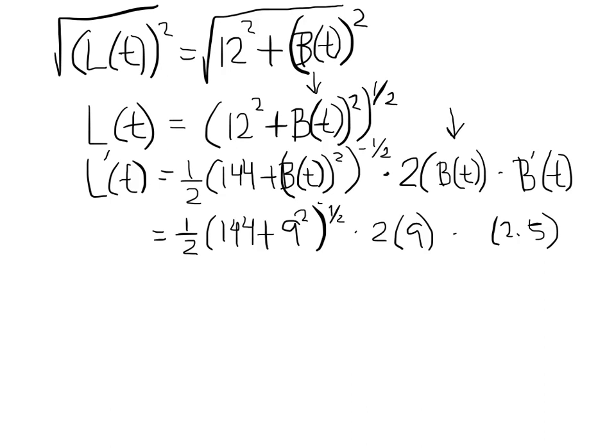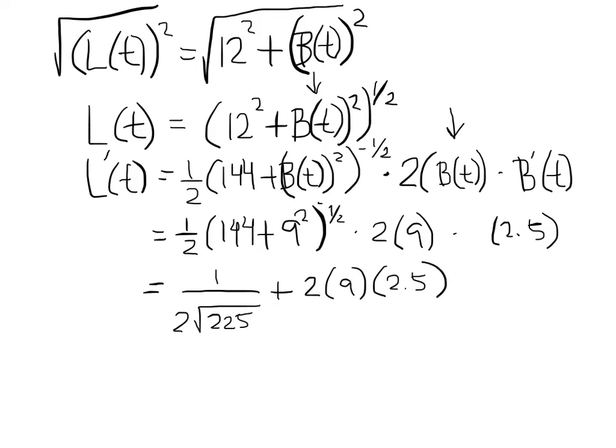Okay, now let's start simplifying my work here. So it's going to be 1 over 2 radical. Well, 144 plus 81 is 225. Plus, and then I have 2 times 9 times 2.5, okay? Not 5 times 2.5. I've been doing math too long. And so the square root of 225 is 15, times 2 is 30. So I have 2 times 9 times 2.5 over 15 times 2, which is 30. And then I could reduce and simplify this, and I end up with 3/2.